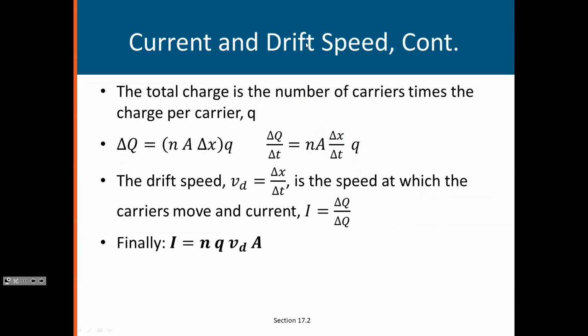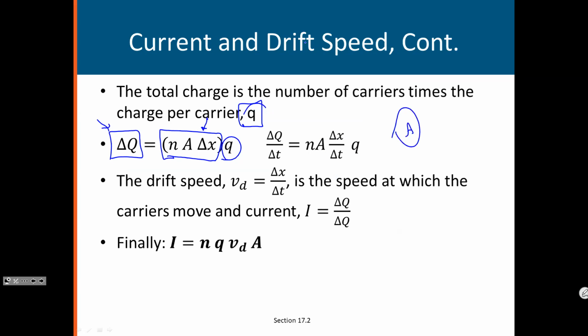So now we got this equation. This is the number of charge carriers. You multiply by the charge of one charge carrier, and that will give you the total charge for that period of time that crosses that cross-sectional area. Let's say Q is the charge of one charge carrier. That will give you the total amount of charge that passes through that area A.